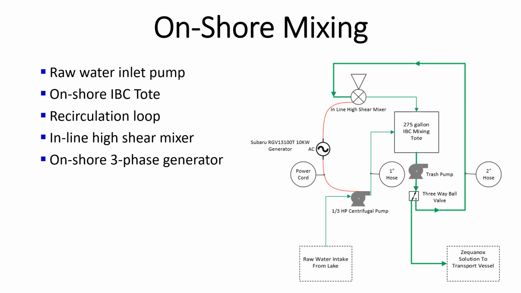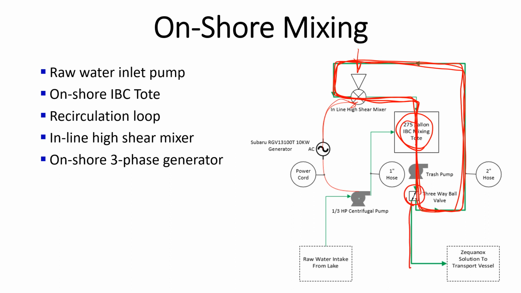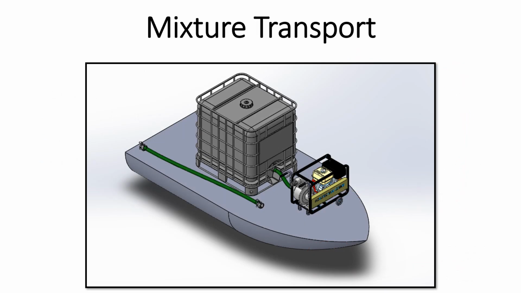This is just a high-level schematic of how the whole system works. Power going into the high shear mixer, Zequanox going into that, it being sent into the 275-gallon IBC tote, sent through the trash mixer, and put into continuous circulation, at least while it's being used or being mixed on shore before transfer to the transport vessel. Thereafter, a ball valve can be switched and the mixture can then be pumped onto the transport vessel. This shows as well that raw water from the lake comes in and provides the fluid for the Zequanox mixture.